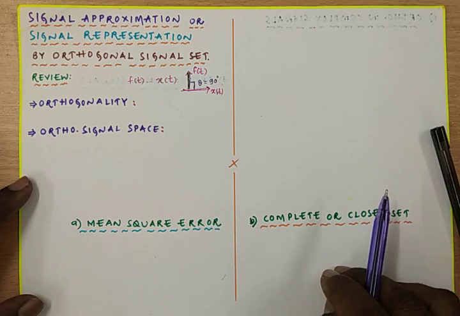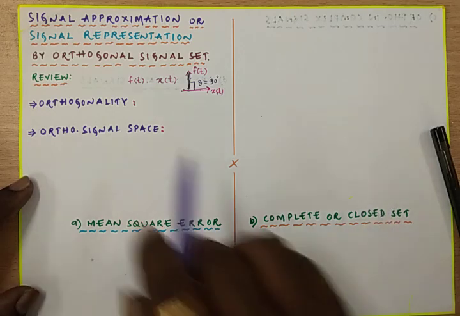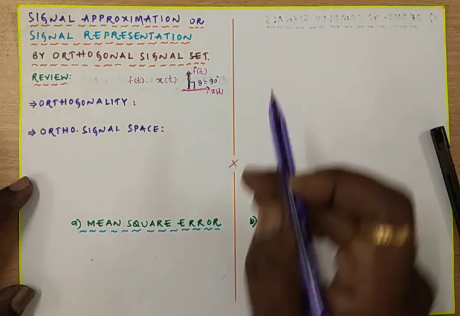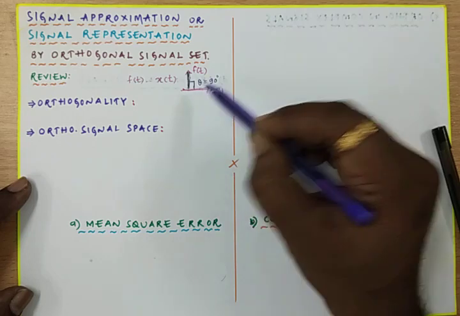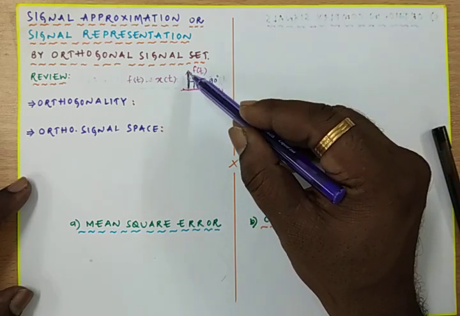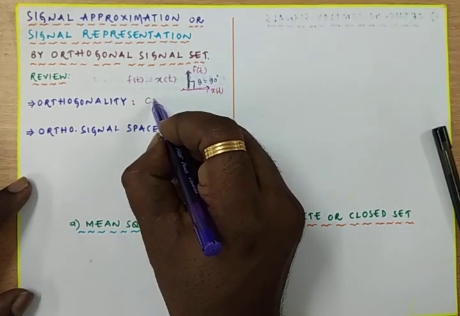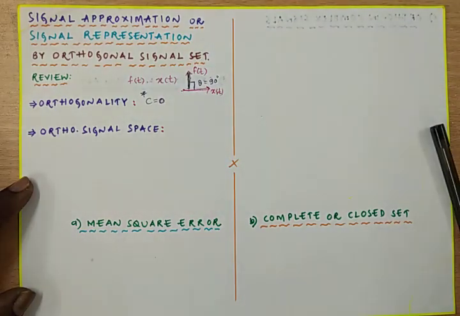So when a signal is not at all projecting any interference along another signal, then we can say both signals are orthogonal signals. This is the case of orthogonal signals. In orthogonal signals, f of t is not at all projecting any component along x of t and x of t is not at all projecting any component along f of t, so the component c is equal to 0. In case of orthogonality, component c is equal to 0.